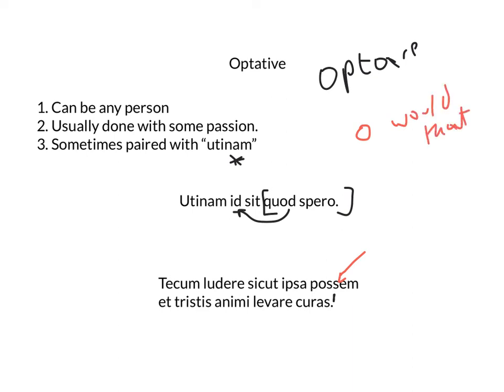If you like your old-fashioned translations, oh would that this happen, it which I hope. Oh would that I be able to play with you as she herself does, and to lighten the cares of my sad heart. The oh would that is a good translation. I also like just like may it happen. So the may is kind of a wishful kind of word. So those are your two translations of the optative. But it's just a wish. It's a wish that something happens. If you were wishing with genies in Latin, you would use the optative subjunctive.